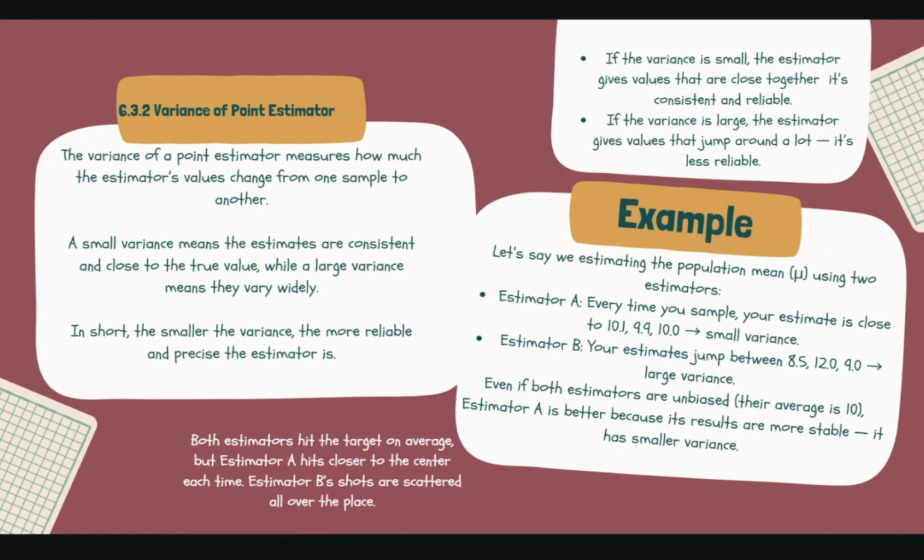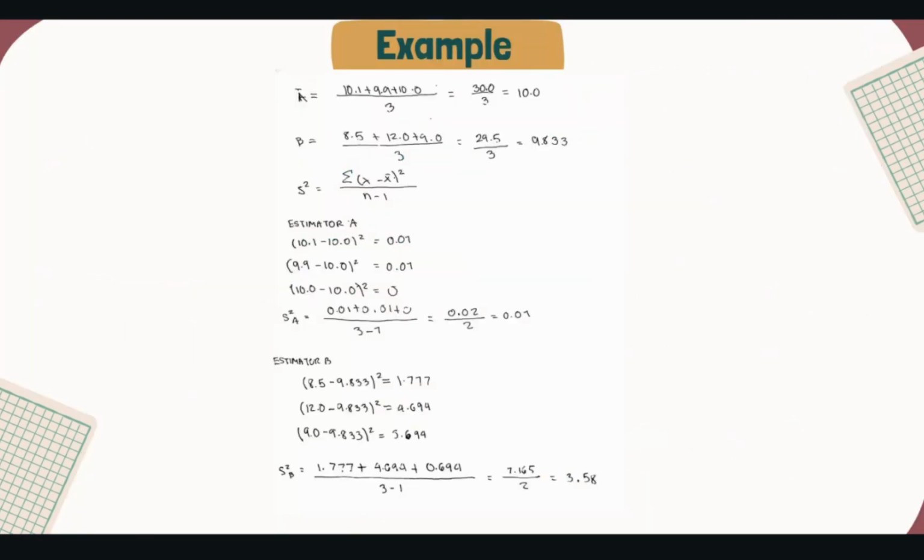Even if both estimators are unbiased, their average is 10. Estimator A is better because its results are more stable and it has a smaller variance. To make it clear also, both estimators hit the target on average, but estimator A hits closer to the center each time, while estimator B's shots are scattered all over the place. To make it clear, let's proceed to the example.